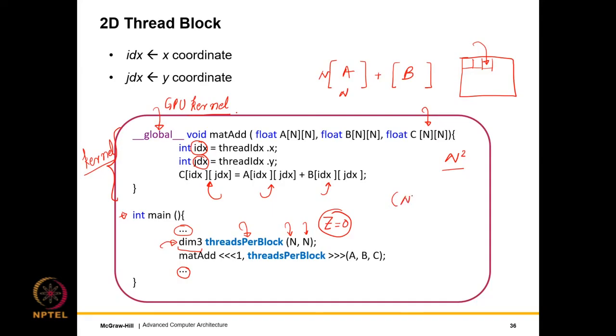We can take a single argument. This would mean just n threads on the x-axis. N comma n would mean n cross n threads on the x and y-axis. And n comma n comma n would mean n cube threads on the x, y, and z axis. Now we invoke the mat add kernel over here. And invoking the kernel has a special syntax.